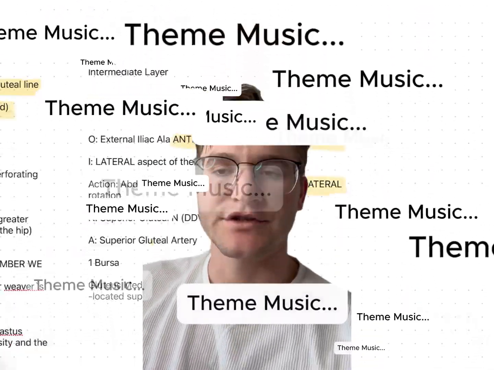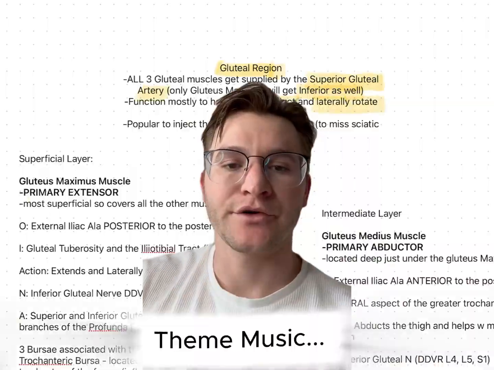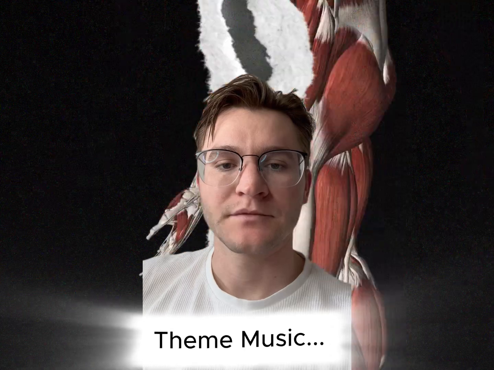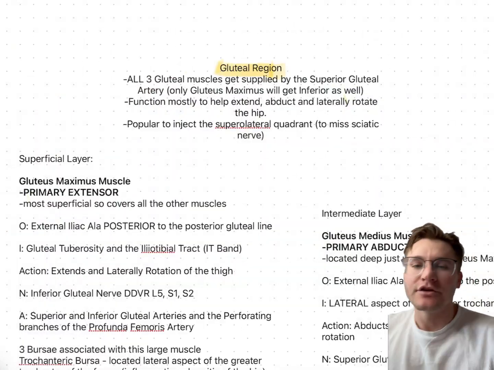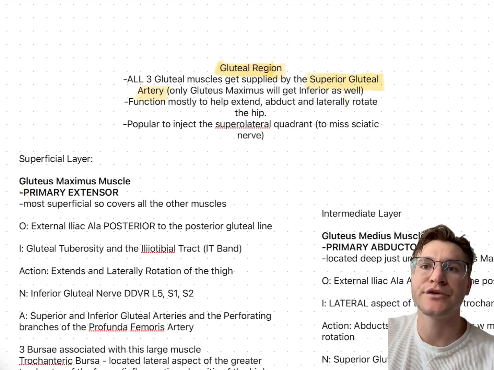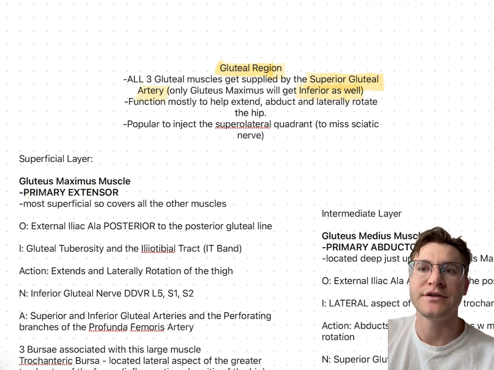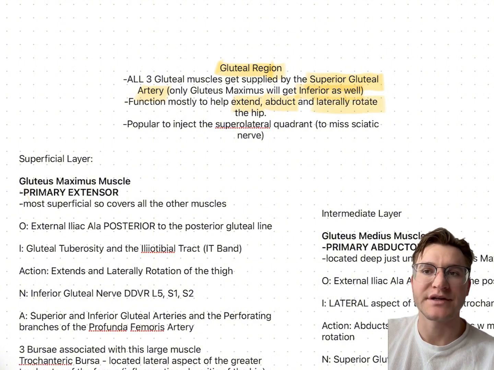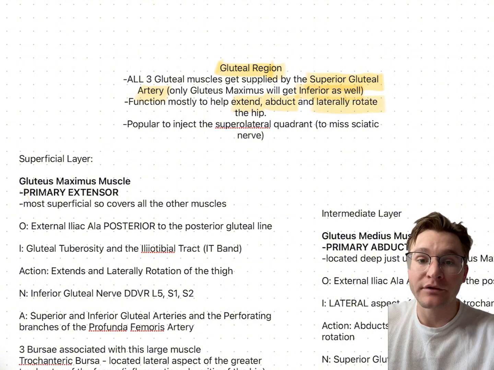Today we're going to be talking about the gluteal muscles and the gluteal region, which is in the posterior superior portion of our lower extremity. All right, let's get into it. So the gluteal region, you have all three gluteal muscles that get supplied by our superior gluteal artery, and only the gluteus maximus gets the inferior. It functions mostly to extend, abduct, and laterally rotate the hip.